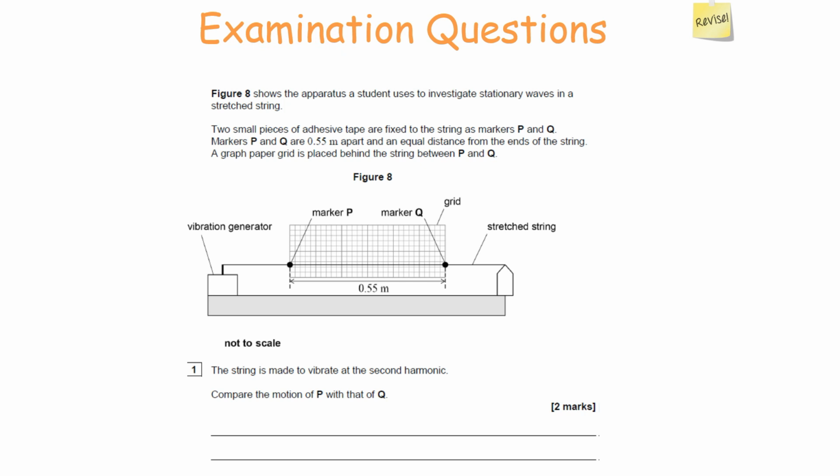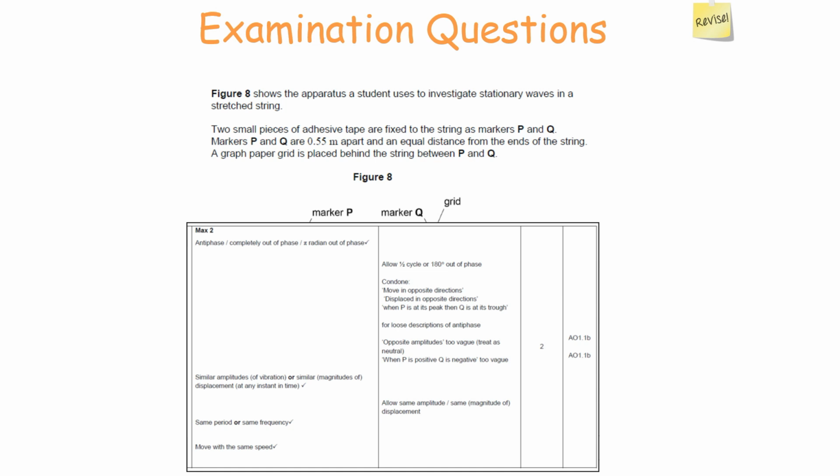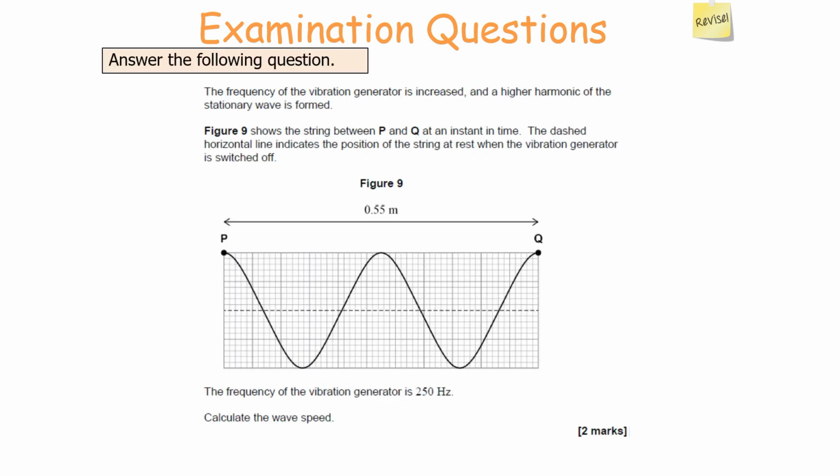Right, so how can we consider this particular idea? You'll notice that P and Q are going to be in antiphase, or completely out of phase. So our phase difference is going to be pi radians. They will have similar amplitudes of vibration because they're in the same wave, so there'll be a similar displacement, and they should have the same frequency and the same period, and they should move with the same speed. It's important to know that if you're asked to describe the motion, or the wave properties of particular points, talk about the phase difference between the 2 points, but also compare your amplitudes, compare your frequencies, and compare your speeds. Let's have a look at the next question.